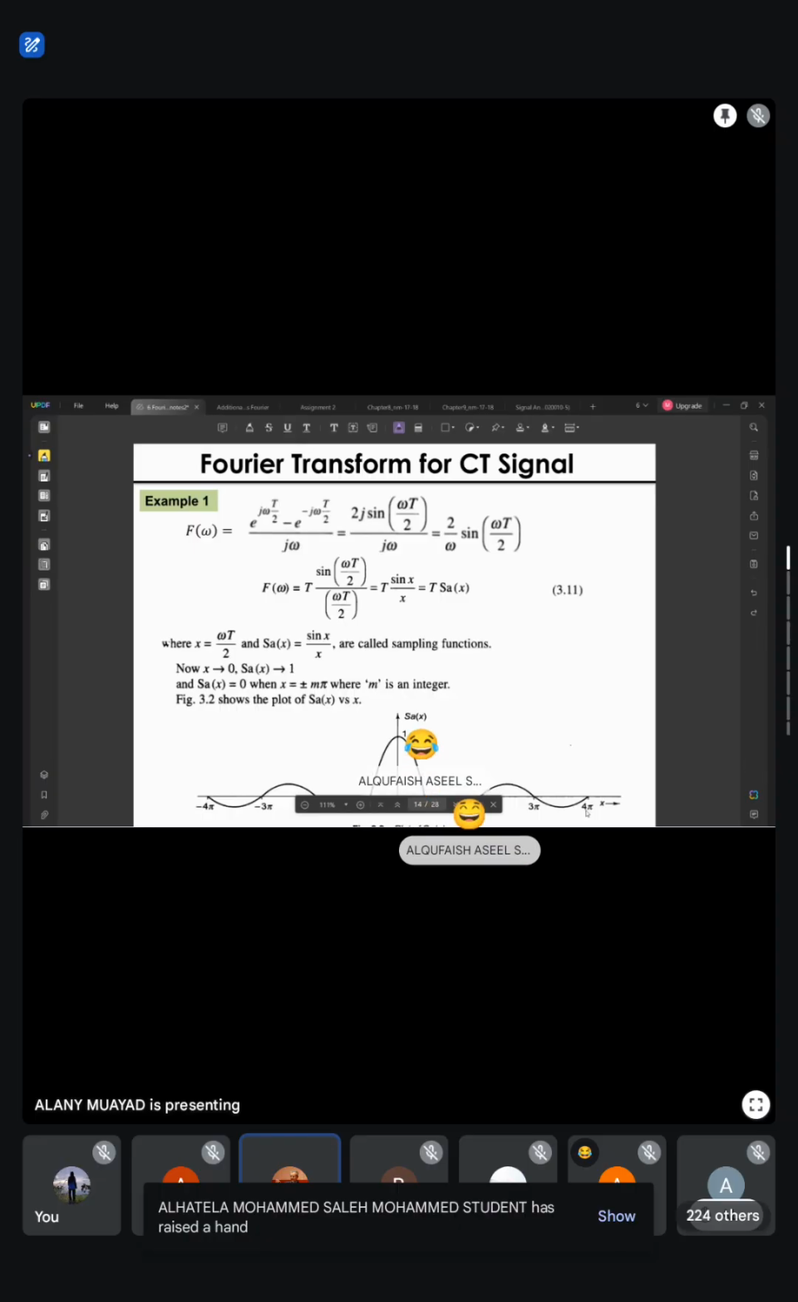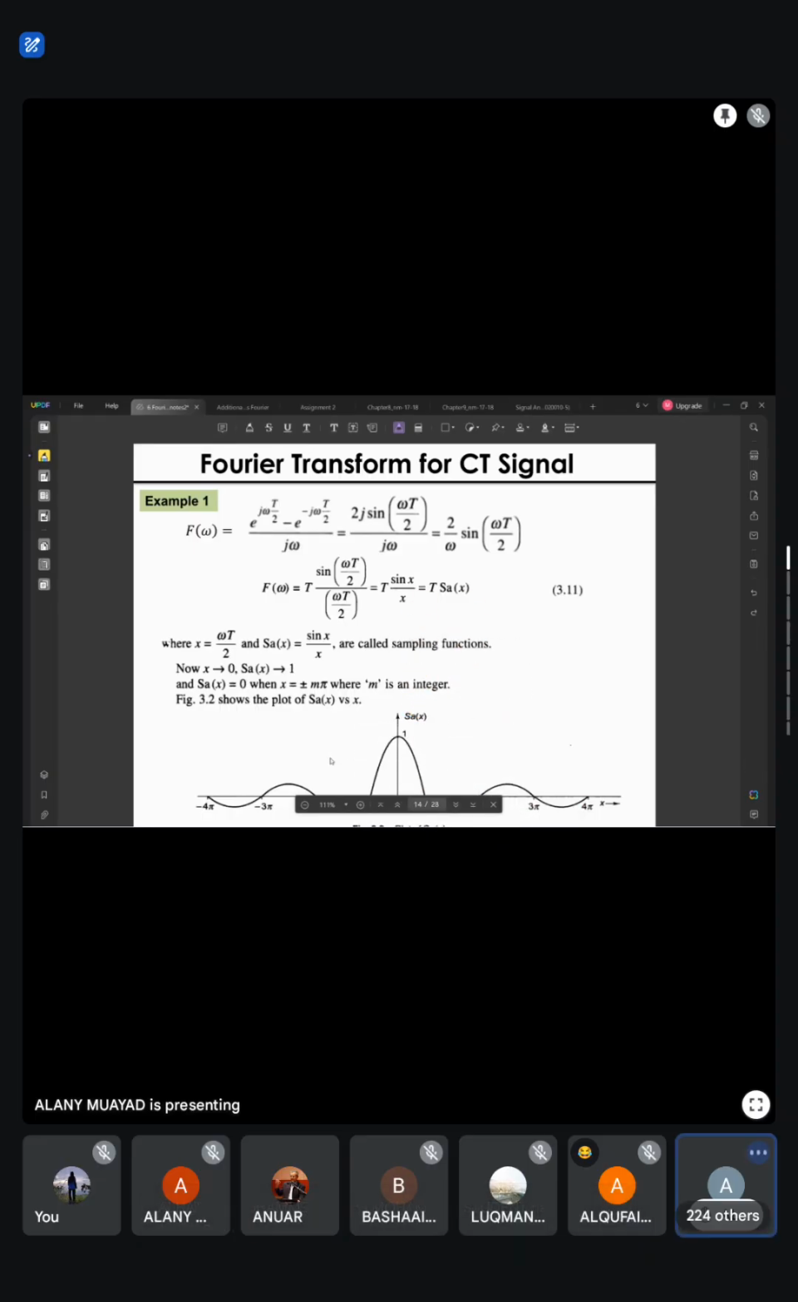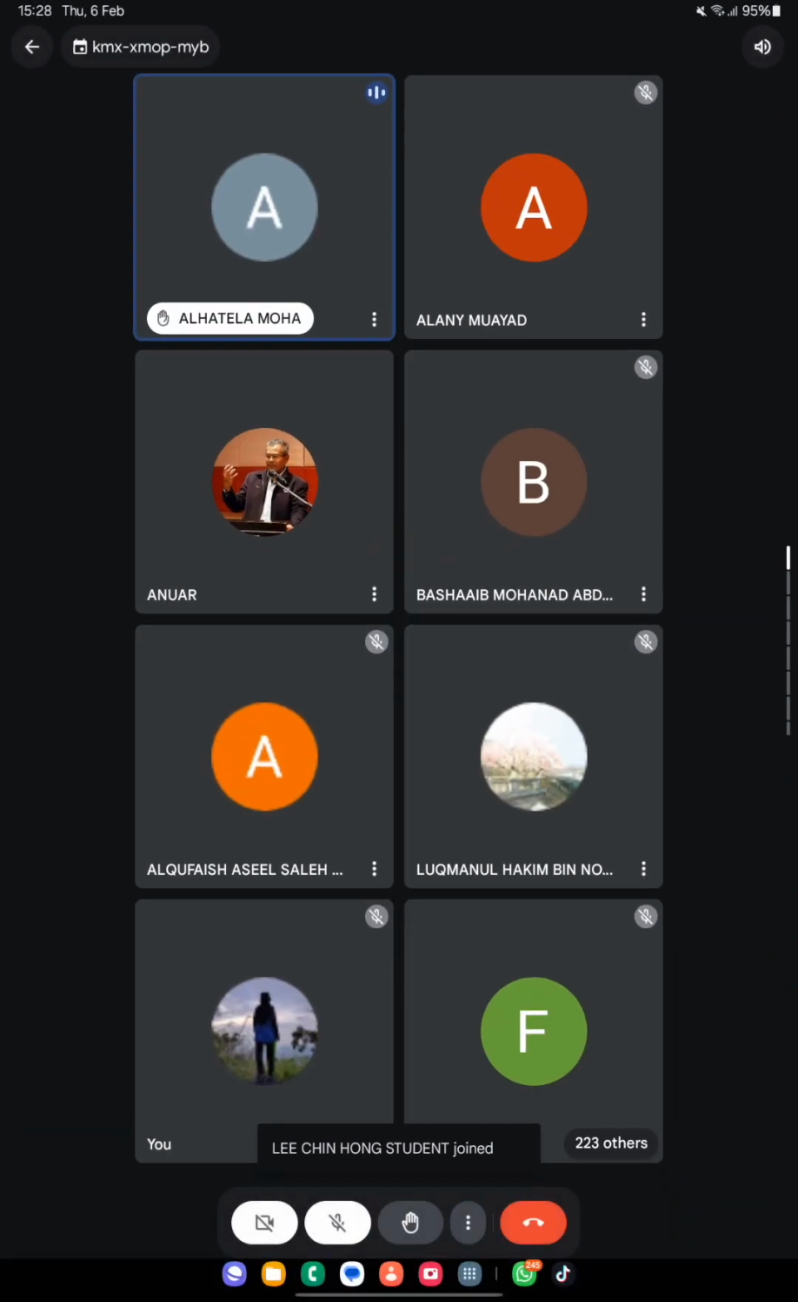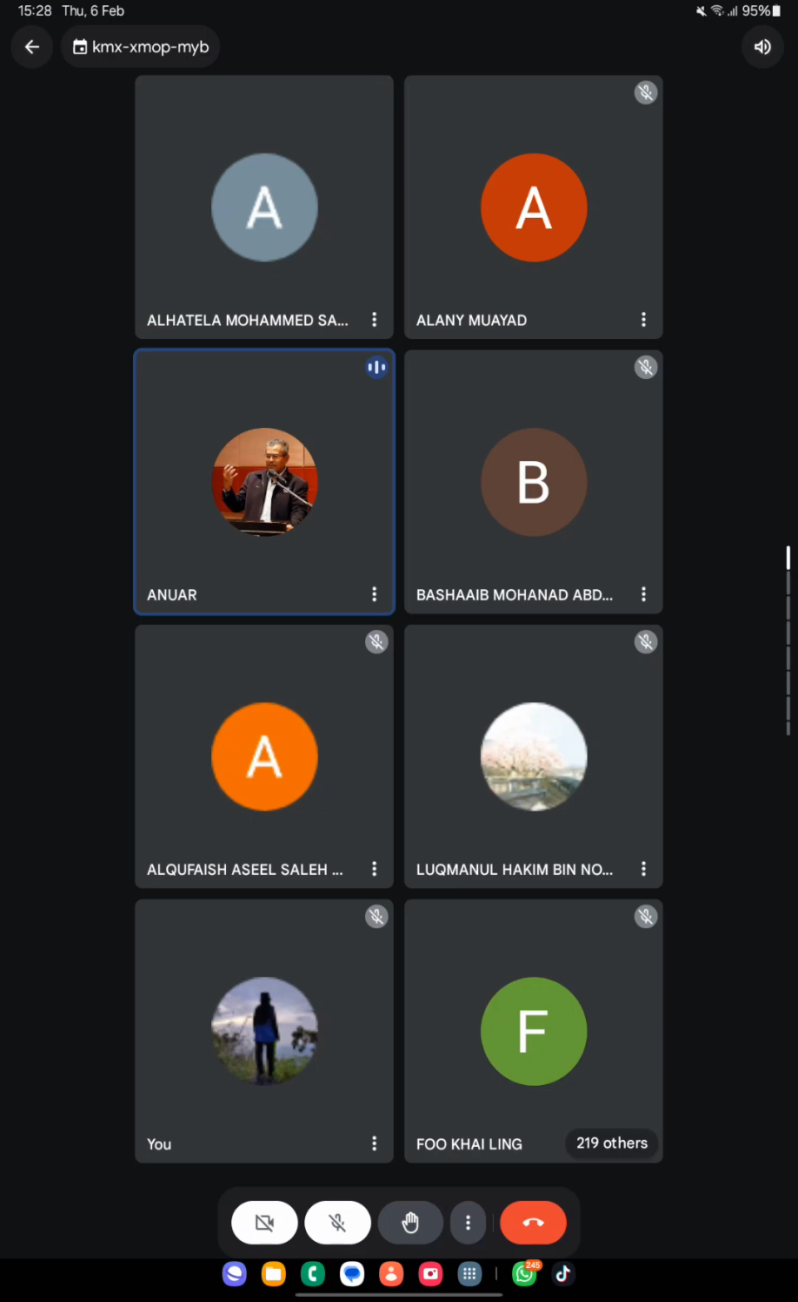Saleh, you want to ask something? Yes, Doctor. I want to ask if we have a theory question in your part, like an introduction to the transform. Yeah, like I mentioned just now, I want you to understand what the Fourier transform is and why you use this Fourier transform. So that is the basic question. For example, you go for an interview for your job.